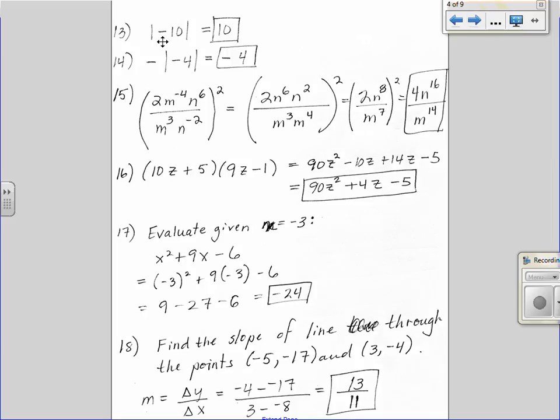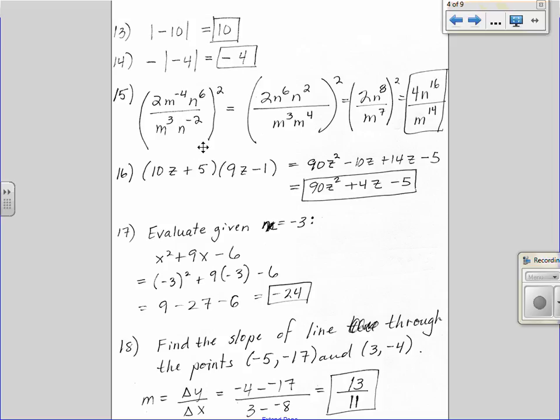Here we're taking the absolute value. That tells us the distance from 0. So negative 10, its absolute value is positive 10. Distance is always positive. This one, we find the absolute value of negative 4, which is a positive 4, but then there's a negative 1 times it in front, which gives us a negative 4.